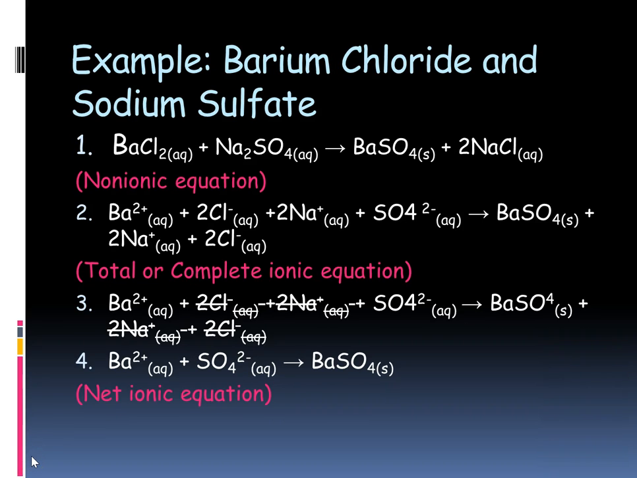Here is an example with barium chloride and sodium sulfate. In step 1, the double replacement reaction is predicted. For step number 2, a quick check of the solubility table showed me that barium sulfate is the only entity that won't dissociate. In step 3, I canceled out anything that was the same on the reactant and product sides, which was the chloride and sodium ions. Step 4 shows the net ionic equation.